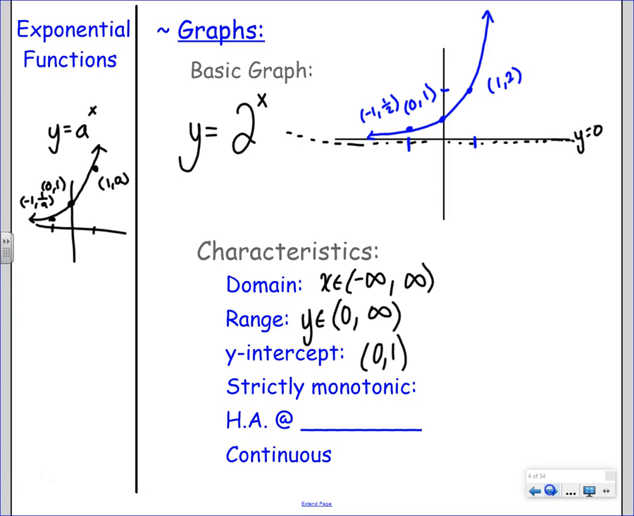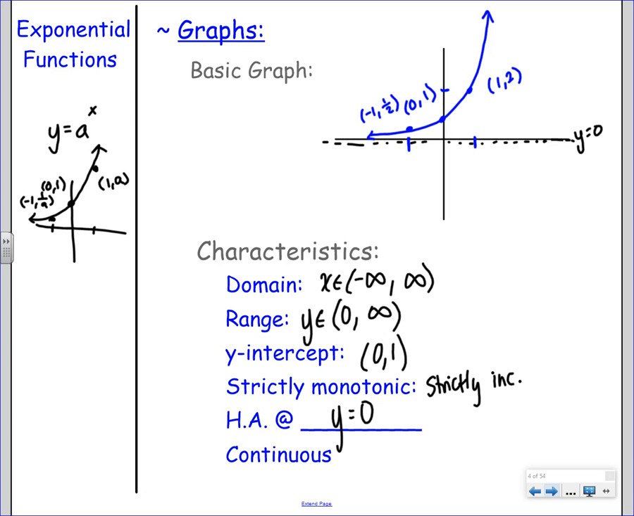Strictly monotonic just means that it's strictly going one direction or behaving one way, which it is. It's strictly increasing, only going up. And it's going up very, very fast. And we already talked about the horizontal asymptote, and where is that at? Zero. And last but not least, nothing to fill in, I'm just saying it's continuous. There are no breaks, there are no jumps, there are no vertical asymptotes that it needs to go over. It's continuous as well. Now, these are the general characteristics of a parent function.